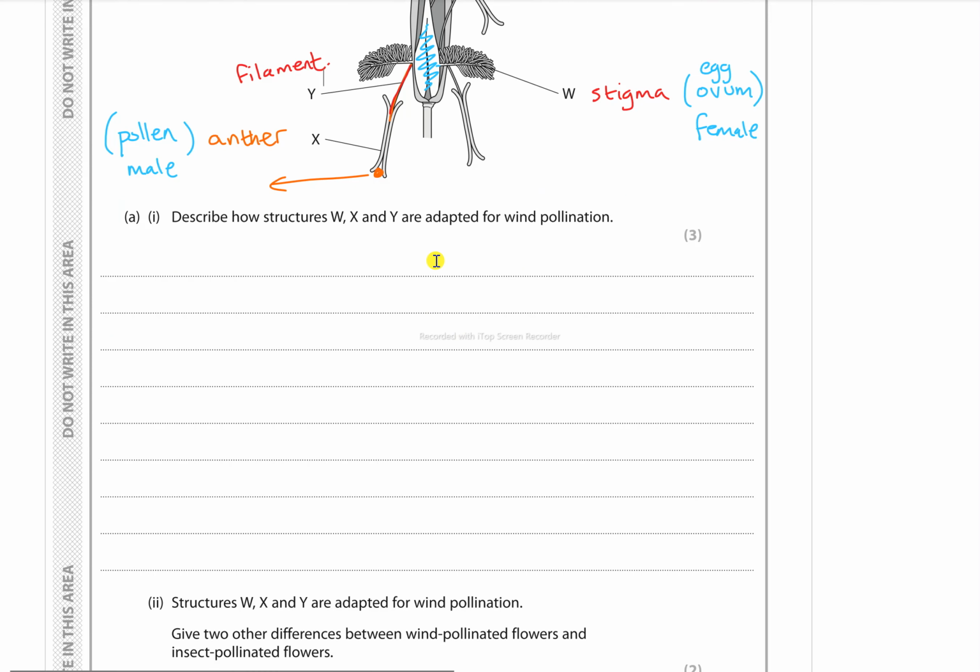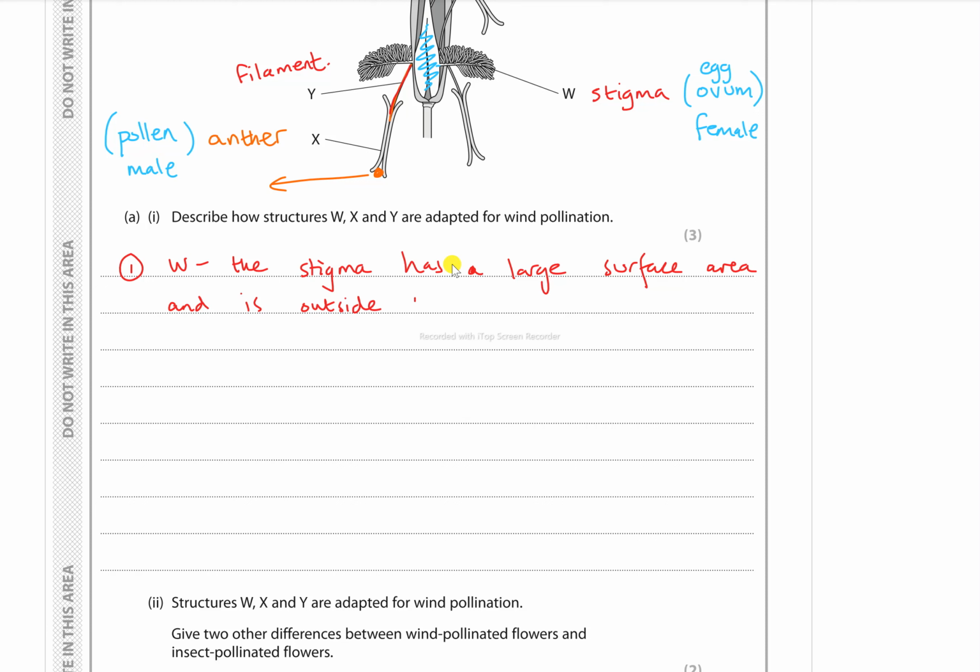Describe how the structures W, X and Y were adapted for wind pollination. Right, okay. First of all, the stigma. So name it first. The stigma has a large surface area and is outside the flower, to catch pollen.